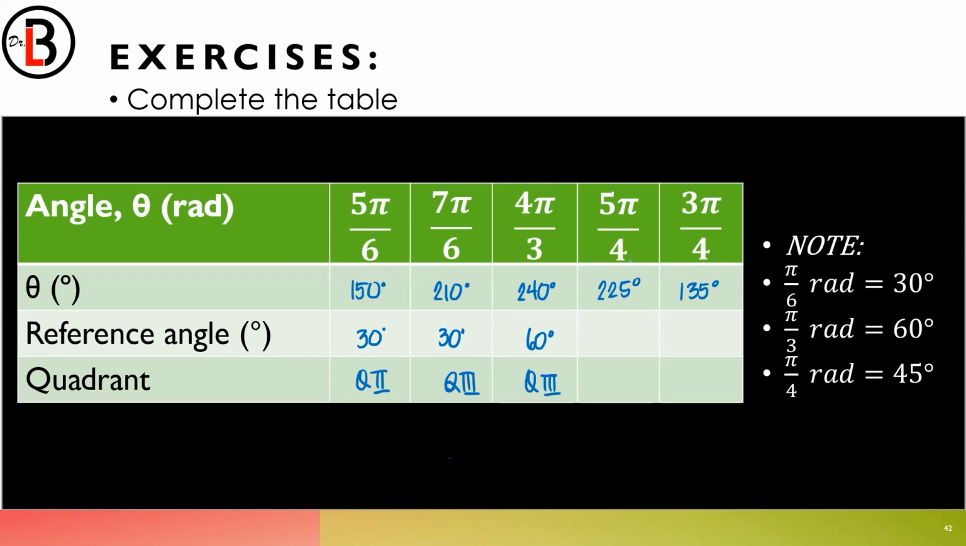And then 225, you know that that's greater than 180 but less than 270. So that's in quadrant 3 again. So let's subtract 180 from this. That is 45 degrees in quadrant 3. Lastly, 135. Oh, it's less than 180 but greater than 90. So that's found in quadrant number 2 only. So 180 minus 135 is 45 degrees.